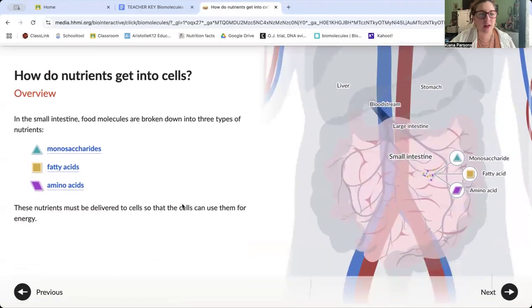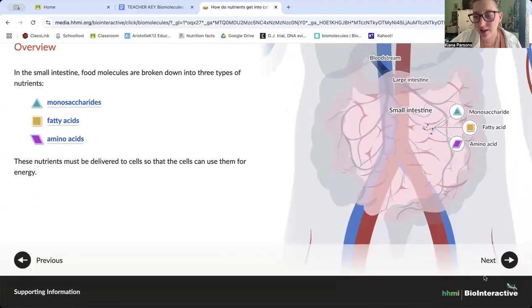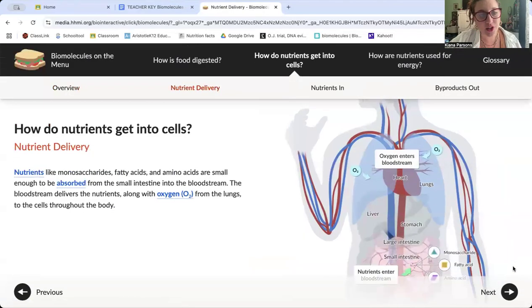Bang, here we are. In the small intestine, food molecules are broken down into three types of nutrients: monosaccharides, fatty acids, and amino acids. These nutrients must be delivered to cells so that the cells can use them for energy. Nutrients like monosaccharides, fatty acids, and amino acids are small enough to be absorbed from the small intestine into the bloodstream. The bloodstream delivers the nutrients along with oxygen from the lungs to the cells throughout the body.